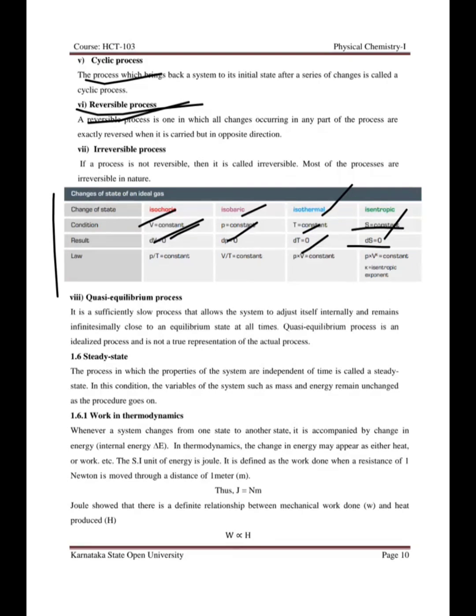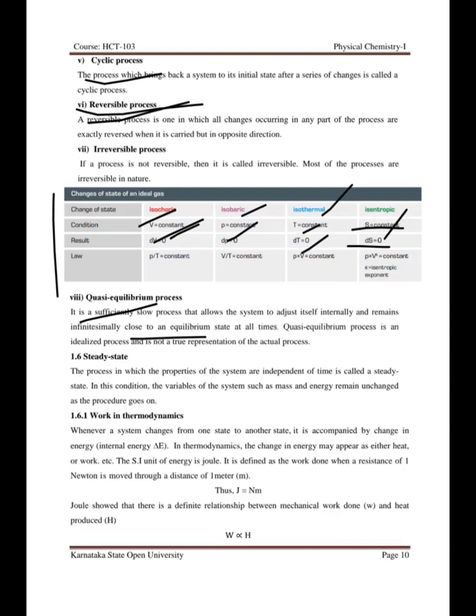Next is the quasi-equilibrium process, where the system adjusts itself internally without showing its process externally, remaining infinitesimally close to the equilibrium state. There are only small changes in the system, which it can adjust itself. That is the quasi-equilibrium process.